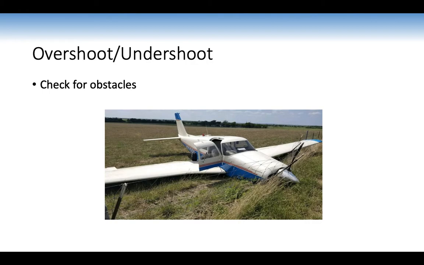Overshoot and undershoot checks for obstacles. Undershoot is what you encounter before the field, such as a fence or a power line, and it's really important to maintain your glide speed so that you don't undershoot. And overshoot is what's in front of you beyond the field, so it could be trees, a fence, or a ditch.